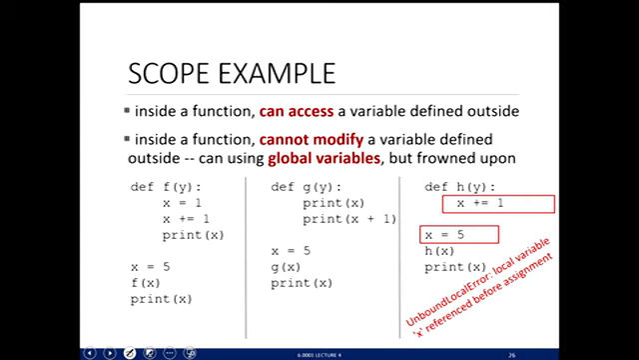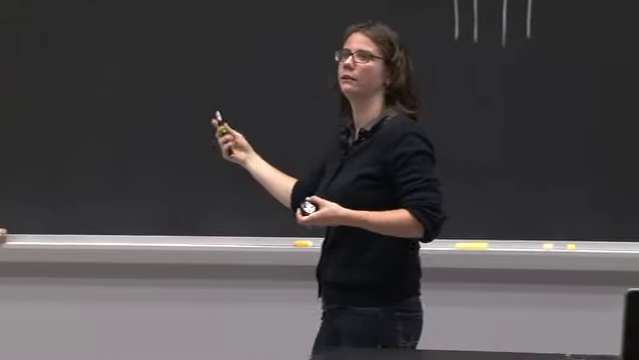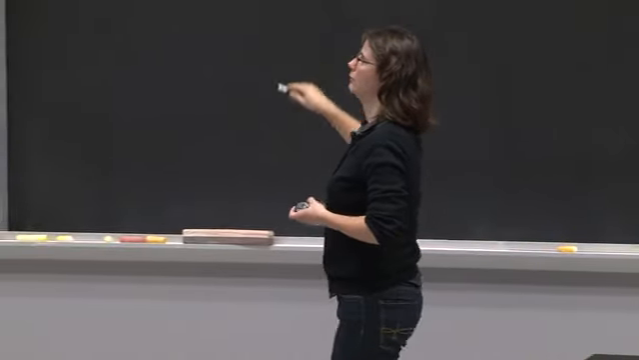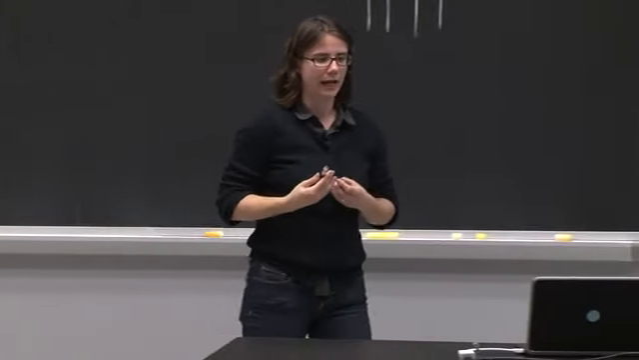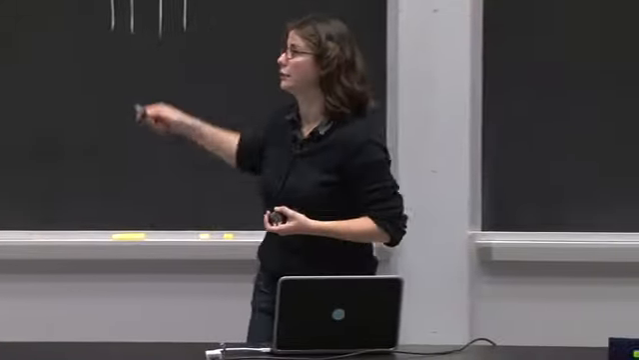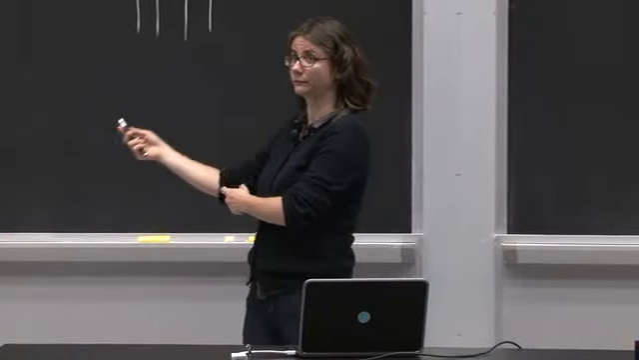So if inside h I said x is equal to 1, and then I did x plus equals to 1, then it would be this example here, f of y. But I didn't do that. I just tried to access x and then increment it, and then try to reassign it. And that's actually not allowed in Python.